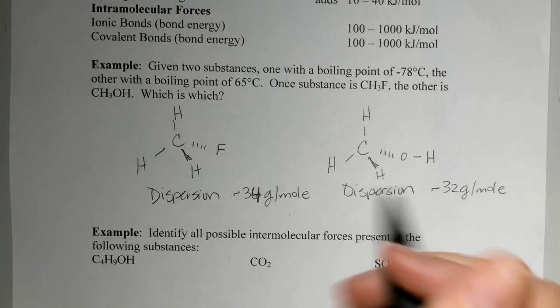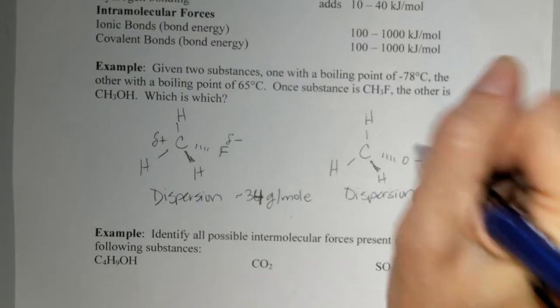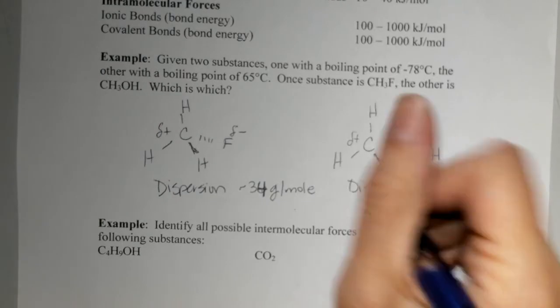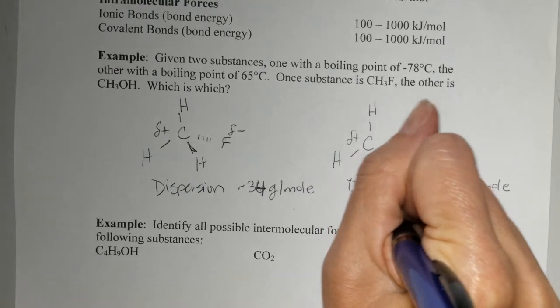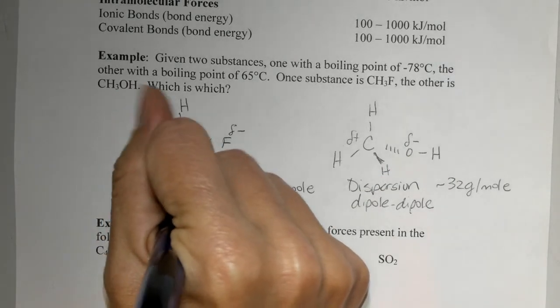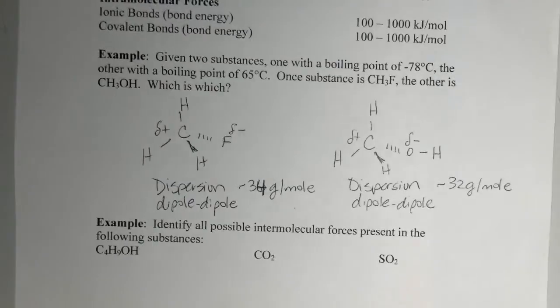When I go next, I know I've got an electronegative fluorine here. So that's going to create polar. Same is true for the oxygen. That's our second most electronegative, right? So we know that there's going to be dipole-dipole forces here. Both of them are polar. So far we're not explaining why the boiling points are so different.